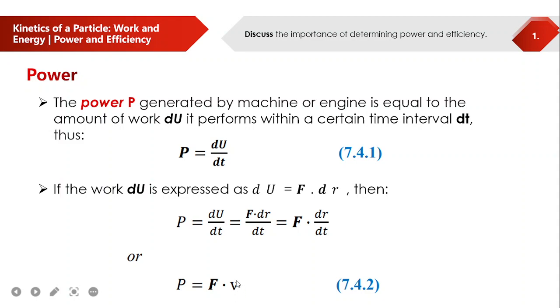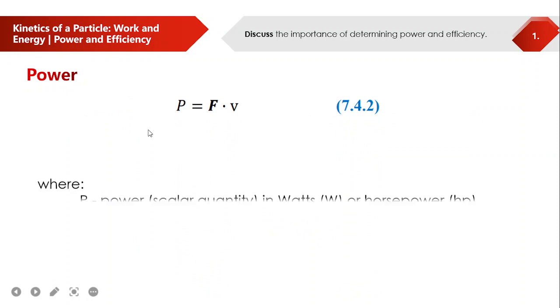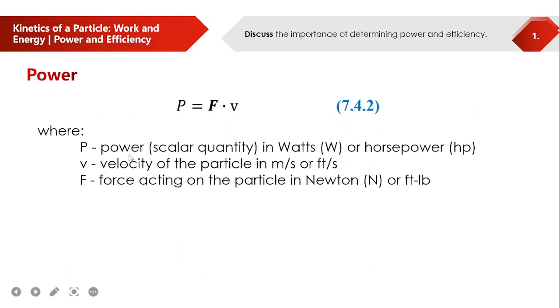Or yung work talaga na na-displace within a given time interval. So, ganun lang. Pwede natin gamitin yung work tsaka time, or force tsaka velocity, to compute for our power. So, your P is equals to power, no? Scalar quantity, watts or horsepower. Pwede din yan. Velocity is meters per second or feet per second. That's your velocity.